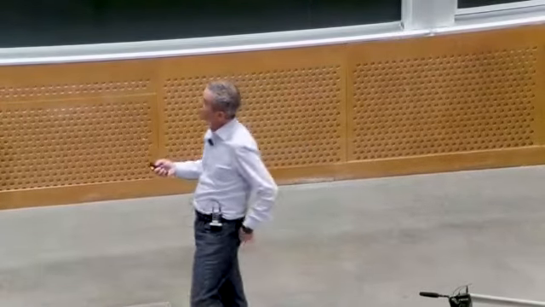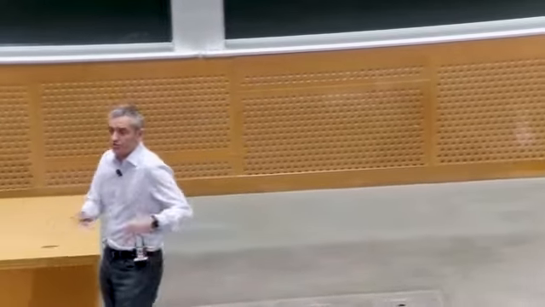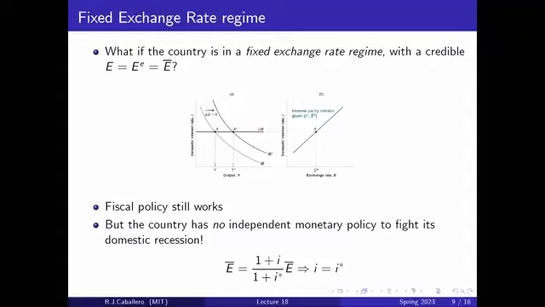Now suppose you have a country that is also in a recession, but you have a fixed exchange rate. Then you still can use fiscal policy. There's nothing against that, but you cannot use the expansionary monetary policy. So that's a limitation of a fixed exchange rate, that you lose an important tool.